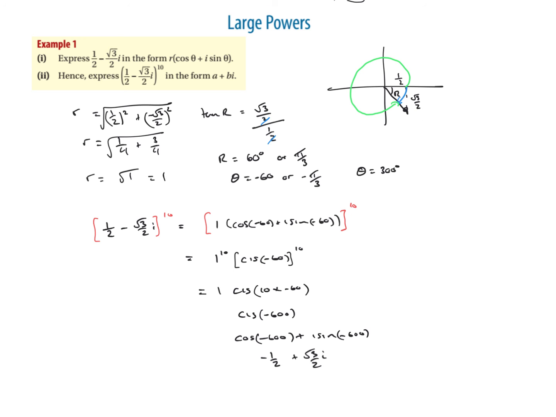And that there is z to the power of 10, or a half minus root 3 over 2i, all to the power of 10. So all we are doing is taking the rectangular form, putting it into polar form, doing the calculation because it's much easier to do it in polar form, and then changing it back at the end.